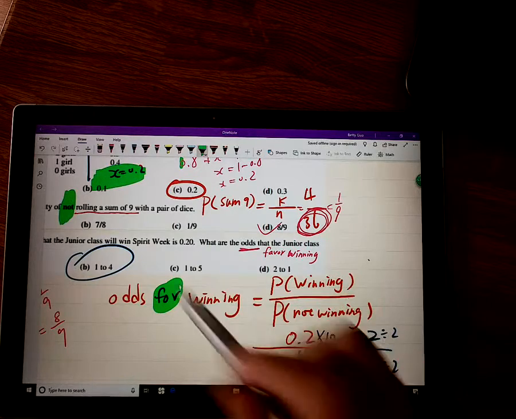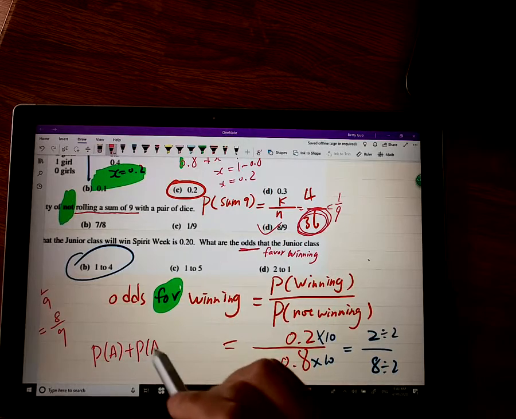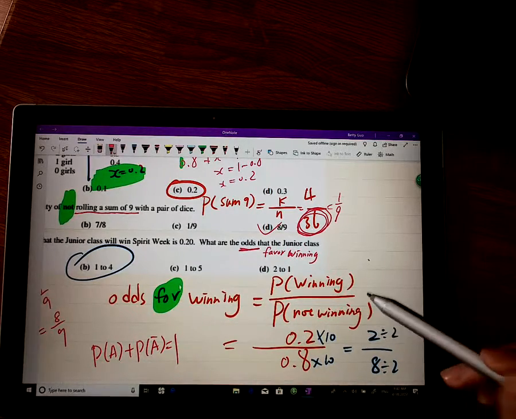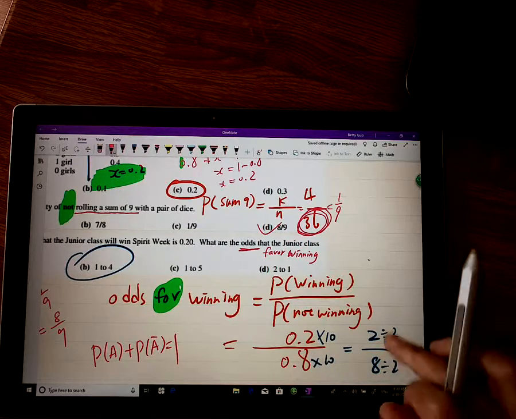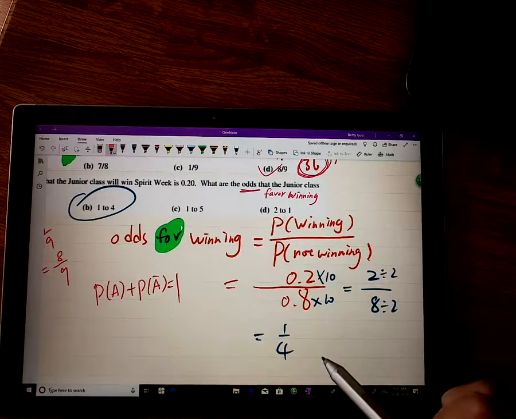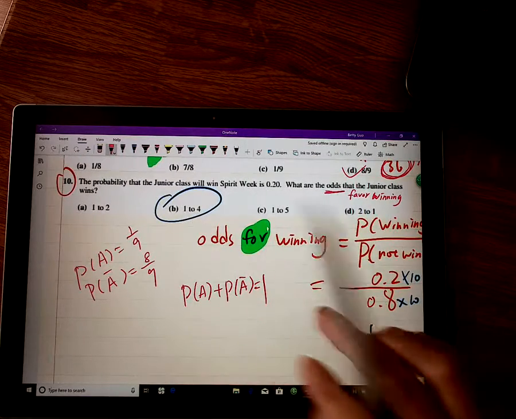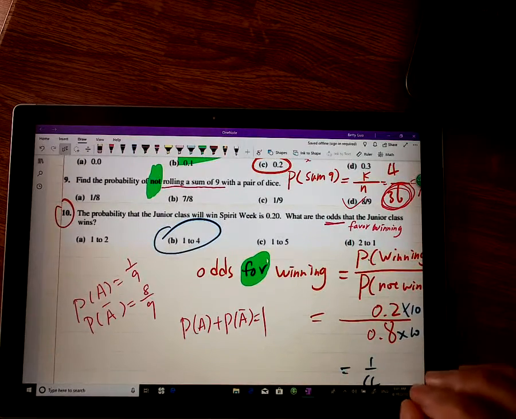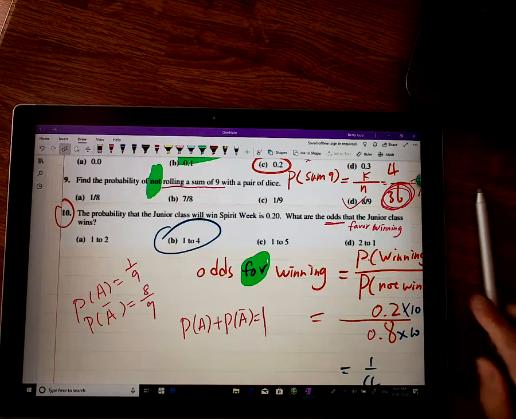Again, we use that formula, P of A plus P of A bar equals 1, right? So you would have 0.2 on the top, 0.8 on the bottom. That is 1 over 4 by doing the math. We should choose 1 to 4. The odds in favor of winning is 1 to 4.